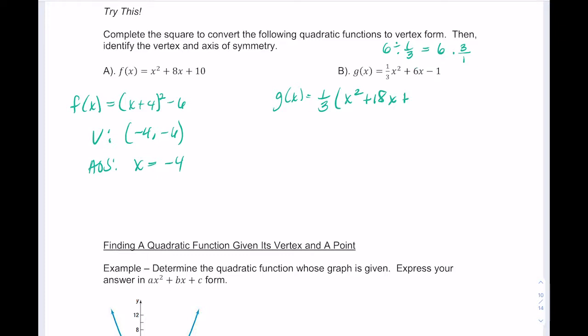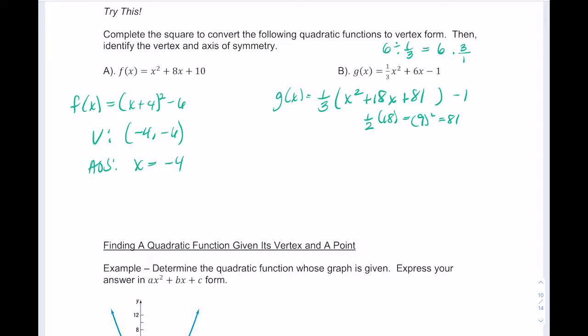Okay, I'm going to leave a little space. I'm going to slide the -1 over. So I'm going to complete the square now. I'm going to take half of my b term, half of 18 is 9, and then I'm going to square it. 9 squared gives me 81.